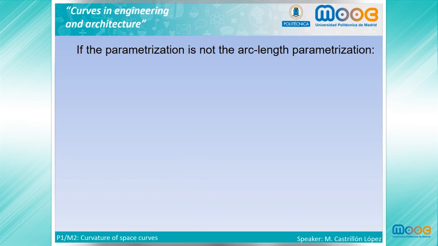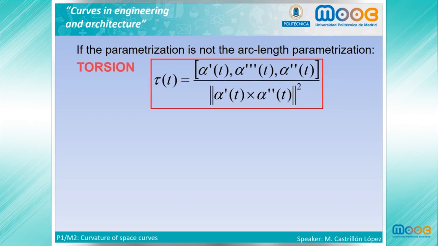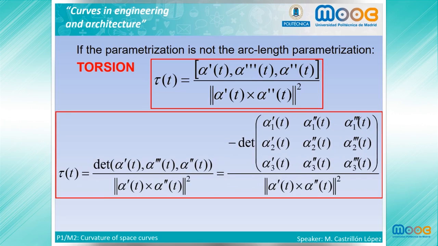We finish this video with the formula of the torsion for curves that are not necessarily arc-length parametrized. This is the quotient of the mixed product of the first, third, and second derivatives, and as the denominator, the square of the norm of the cross product of the first and second derivatives. The mixed product can be computed as the determinant of the matrix defined by the first, third, and second derivatives. As these vectors are 3-component vectors, the matrix is 3 times 3. And taking advantage of the properties of the determinants, we can change the order of the last 2 columns, and we have the formula at the bottom of the screen.